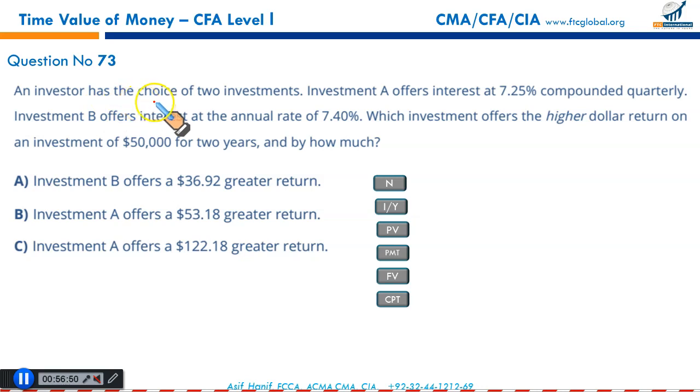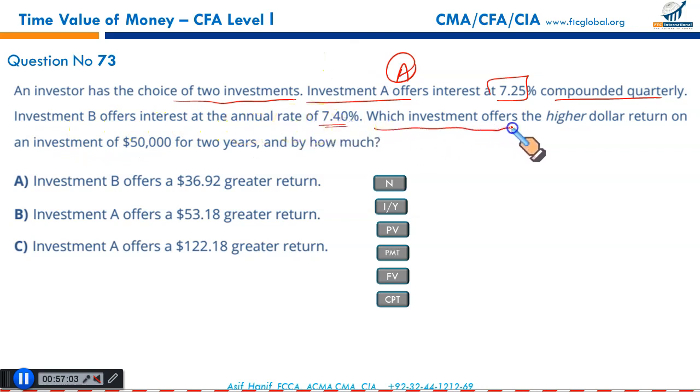Next, an investor has the choice of two investments. Investment A offers this much interest compounded quarterly. Mark it A. Investment B offers interest at the rate of 7.40. Which investment offers the higher dollar return on investment of $50,000 for 2 years? So, straightforward question. Let's first do this for investment A. In investment A, the rate 7.25 is compounded quarterly. If you divide it by 4, 7.25 by 4 gives you a quarterly rate of 1.8125. Yes.